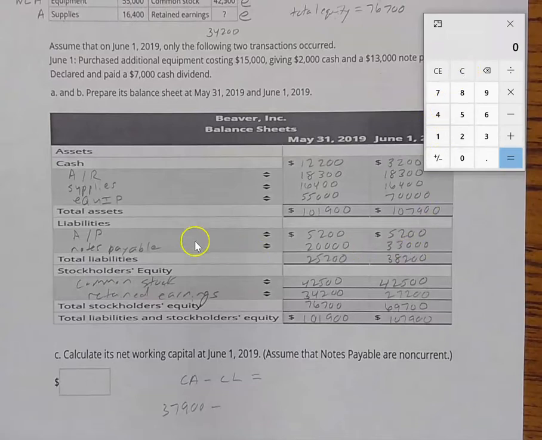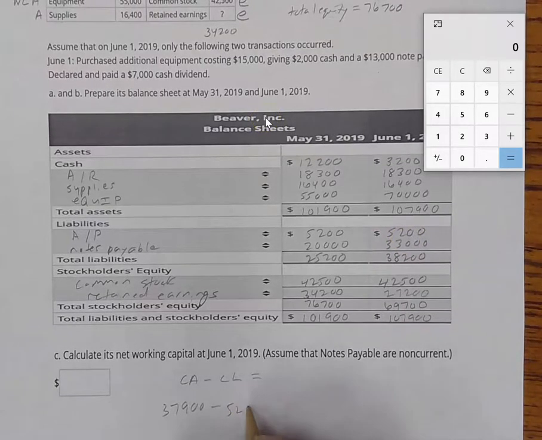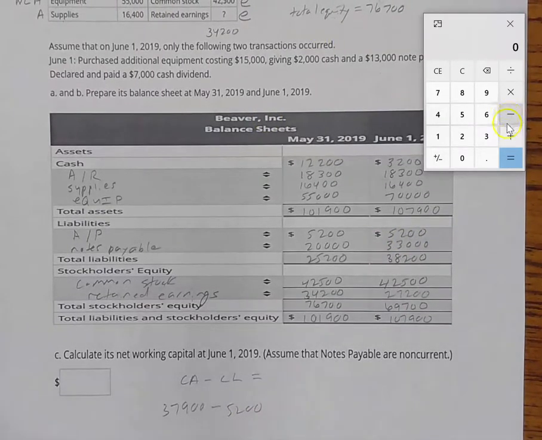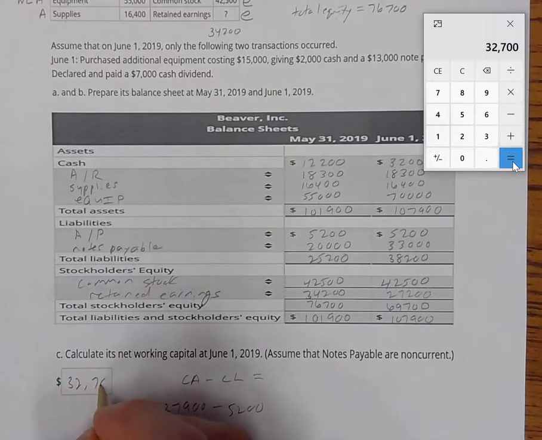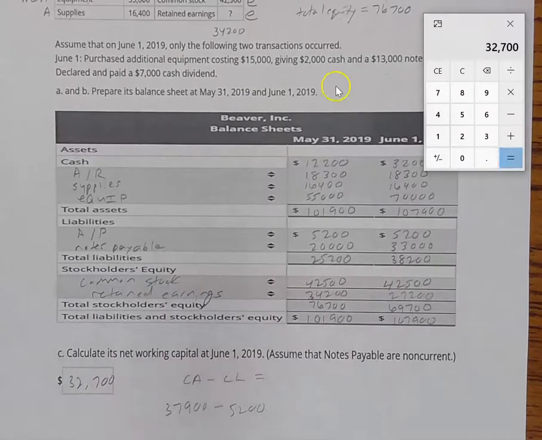and we're going to subtract from that our current liabilities. We only have one. It's 5,200. So if we take 37,900 and subtract from that 5,200, we come up with $32,700, and that is our answer.